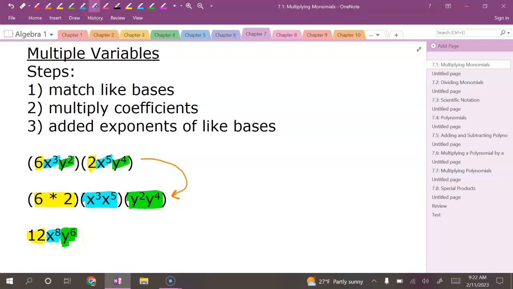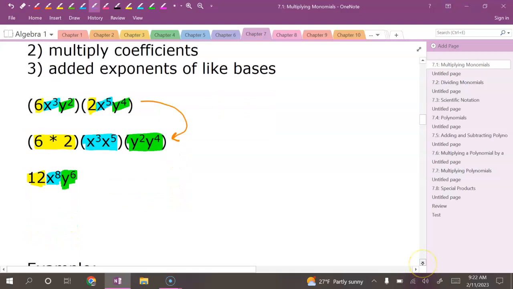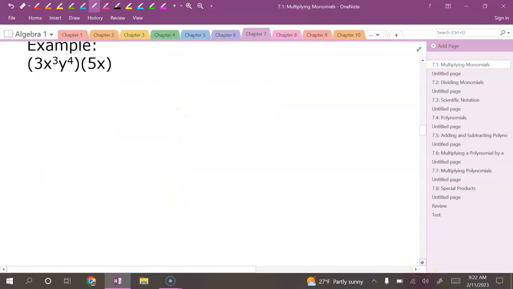So hopefully that shows you how we're grouping things together, and then how you can see, if I start combining them, how you're going to get those final answers. Let's look at another example here together before you have a chance to practice.